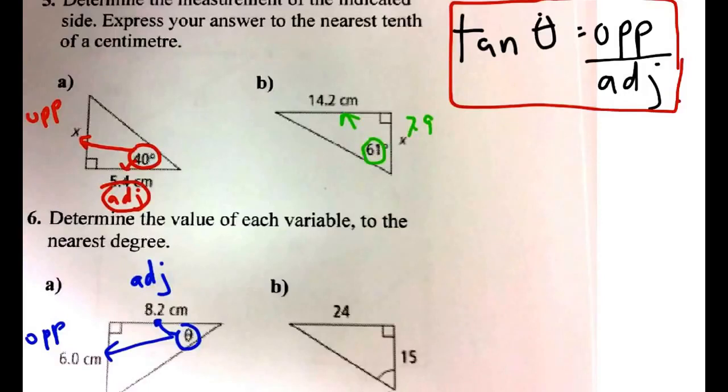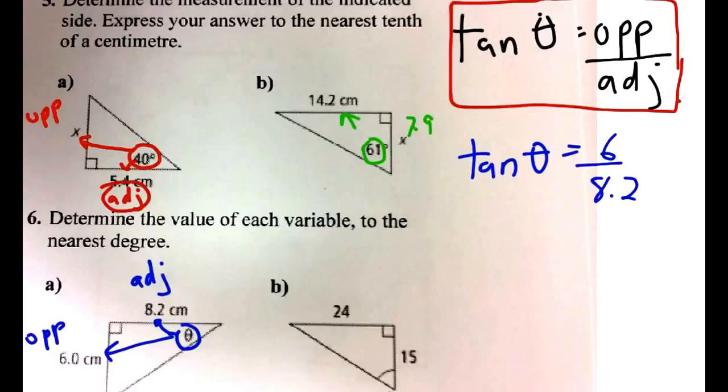So let's plug it into the formula again. So in this case we'll have tan theta will be opposite, which is 6, over adjacent, which is 8.2. Okay, so in this case we're looking for an angle, so we don't need to do cross multiplying or anything, we just need to solve it for theta.